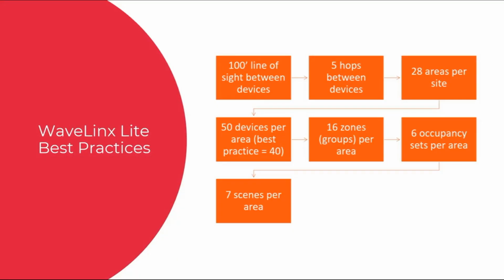A few WaveLinx LITE best practices. 100 feet line of sight between devices, 5 hops between devices, 28 areas per site, 50 devices per area with a best practice of 40, 16 zones or groups per area, 6 occupancy sets, and 7 scenes per area.